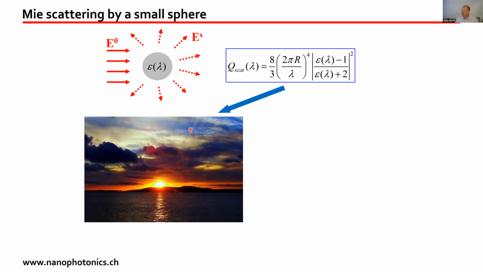At least here in Lausanne, it's quite sunny. If you don't look at the sun, but look at the sky, you see the scattered light. And the shortest wavelengths our eye can perceive correspond to blue, and this is why the sky is blue.